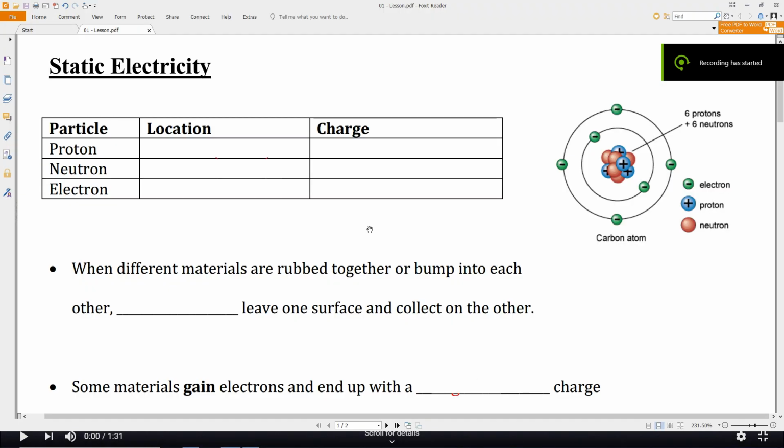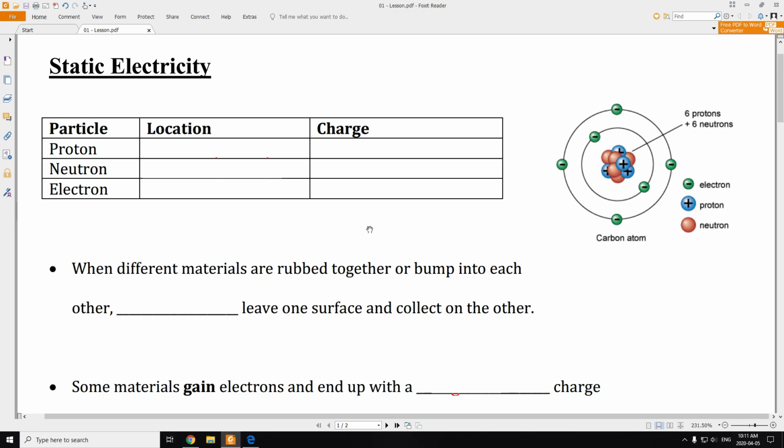Hello, everybody. So today we're going to be looking at static electricity. I know we started this right before March break, but we're going to spend a bit more time looking at it again, and then in our second lesson we'll get into a lot more new stuff.